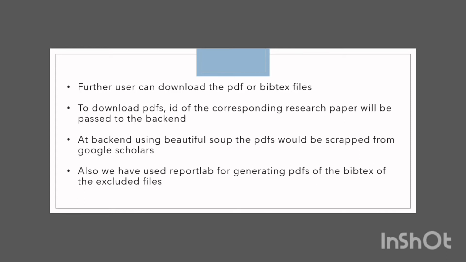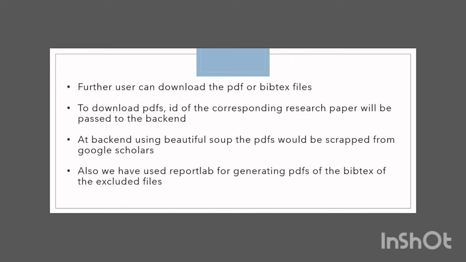Phase 3 involves providing the user with an API to download PDFs of the items. For this, we have used Beautiful Soup to download the paper. The papers are basically downloaded from Google Scholar using web scraping and then sent to the user via the response. To implement the download of the bibliography, we have used the Report Lab library to generate a PDF, which is then sent to the user via the response and displayed and downloaded.